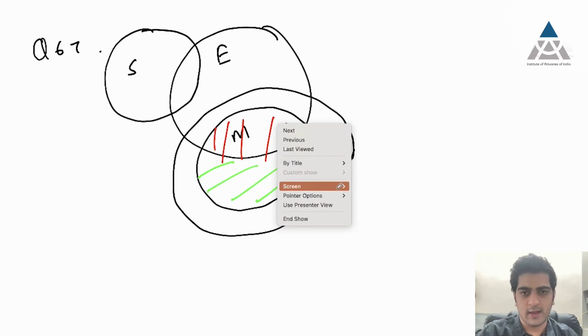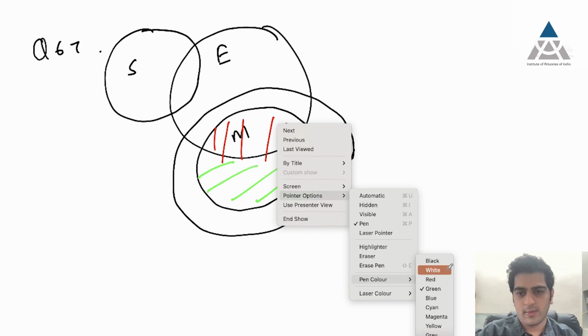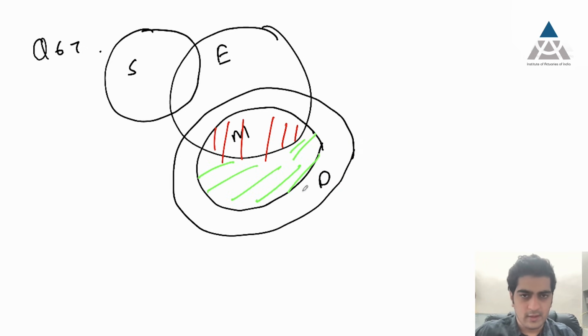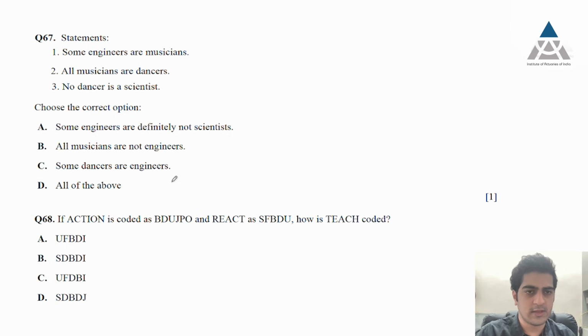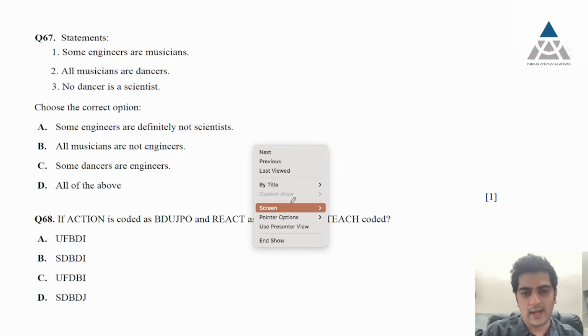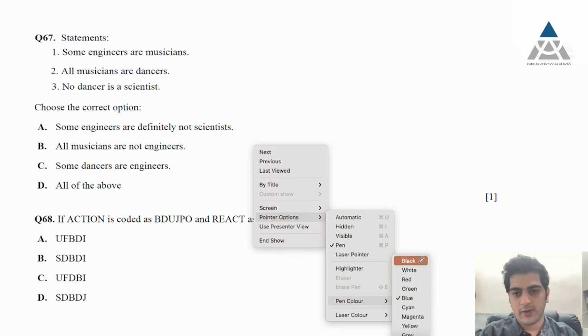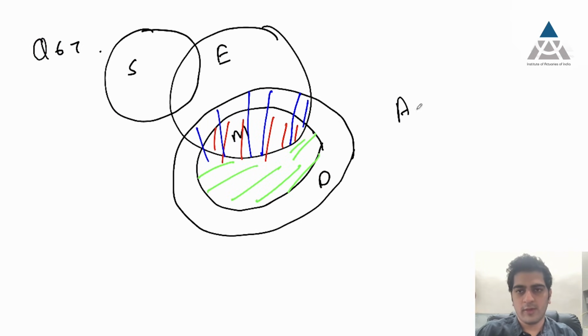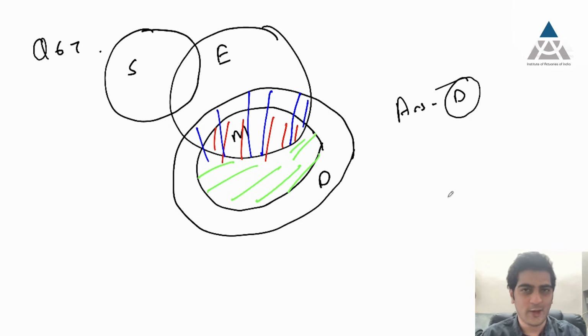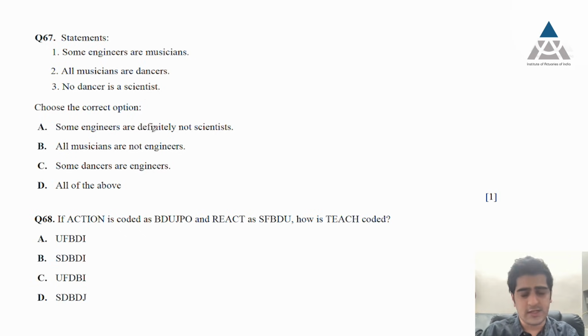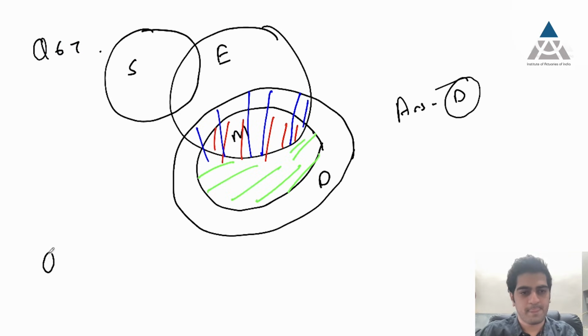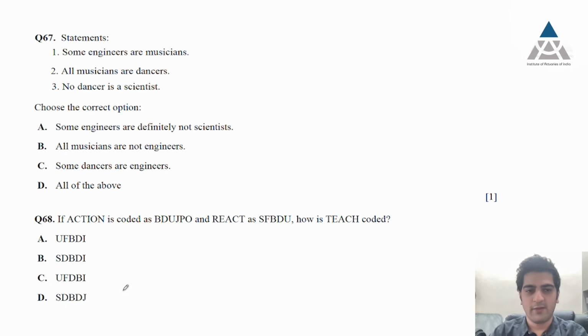Again, that is true. Some dancers are definitely engineers because you have this entire section in blue, and all of these are dancers and they are engineers. So some dancers are engineers. So accordingly, your answer is obviously option D, that is all of the above, which means we will go with the answer D because all three statements are true. Okay. So yes, this type of Venn diagram could help you, or just evaluating the statements by its face can also help you. If all okay, we move to the next one.